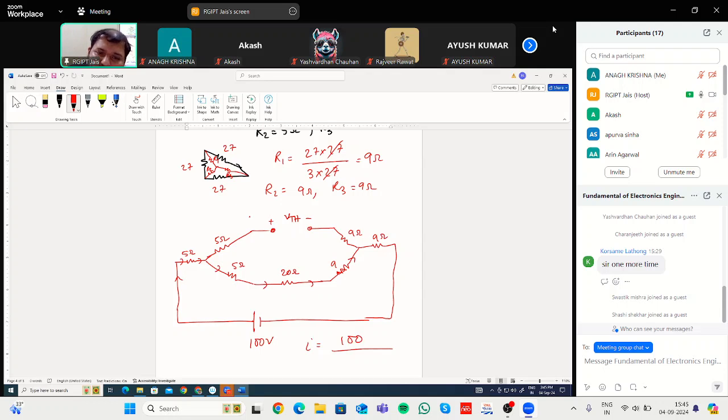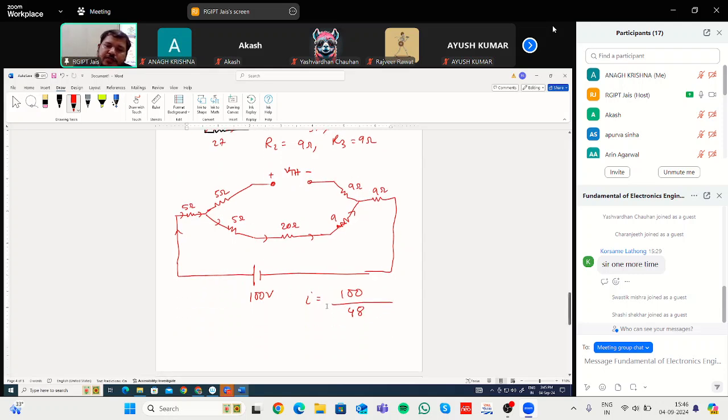These are in series. This 5 ohm and this 9 ohm are of no use because no current is flowing through this path. So this 5 is in series with 5, that is 10, 10 plus 20, 30, 30 plus 9, 39. And again this 9. So you can find out what is the resistance value. So I is equal to V by R. V, the voltage you are applying, 100 volt, and this is the current. So if you solve this, you will get the current of 2.08 ampere.